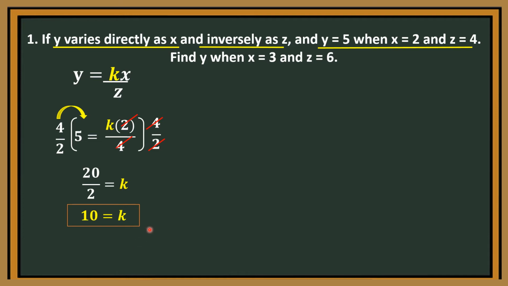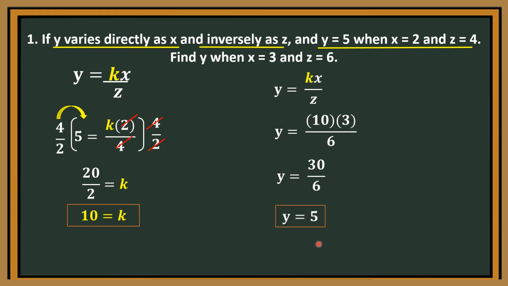So, since we already have the constant, we can find now the value of y. Let us use again the original equation. Y is equal to k times x over z. By substitution again, wherein your x is 3 and z is 6 and your k is 10. So that is y is equal to 10 times 3 over 6. Multiply the 2, that is 30 over 6. Divide, y is equal to 5.